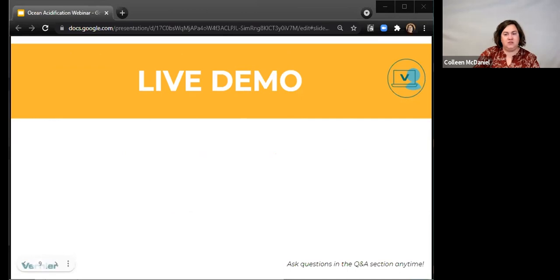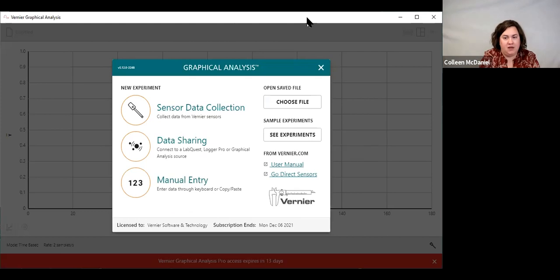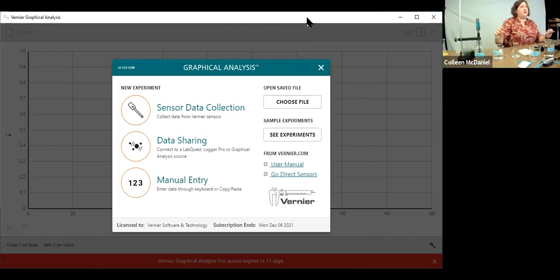Okay, so I'm going to be using our graphical analysis software, and I'm going to change my camera view, if you can see me here. And so we're going to be using just our Go Direct pH sensor, and you can use any sort of pH sensor for this. I don't recommend using any pH paper because it's going to be a very quick reaction that happens. The pH paper is going to give you a beginning and an end, but it's not going to be as sensitive as, say, a pH probe would be.